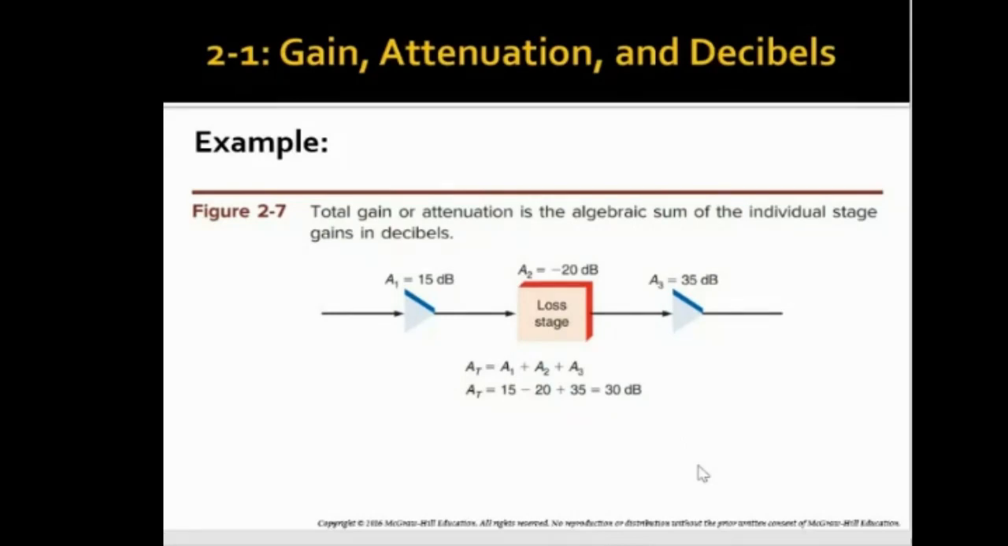You just combine them, or sum them, add them. So 15 minus 20 plus 35. So then we have 30 dB gain in this system. So why do we say gain? Because the final value, or the total, is positive.